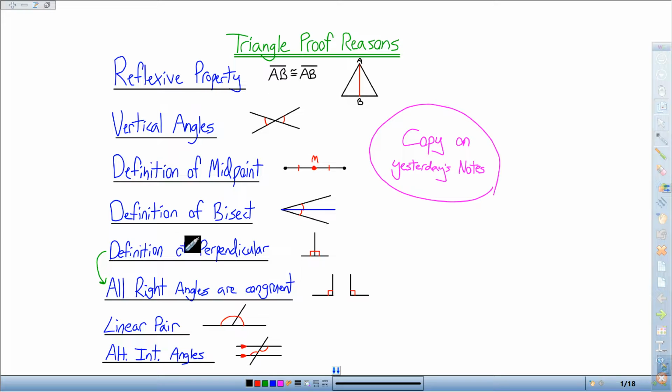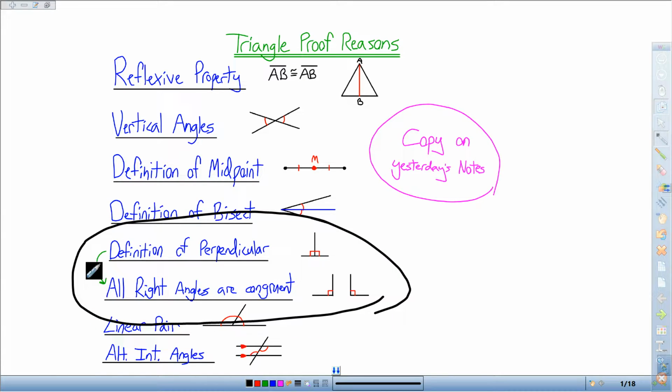Okay, the next two reasons kind of come as a pair, and that's why I have this little arrow right here. Definition of perpendicular. If we're ever told we have two perpendicular lines, the reason why we then create right angles is because of the definition of perpendicular. And then following that up, those two right angles would be considered congruent. And that's this next reason, all right angles are congruent. So these will always come as a pair when you use them.